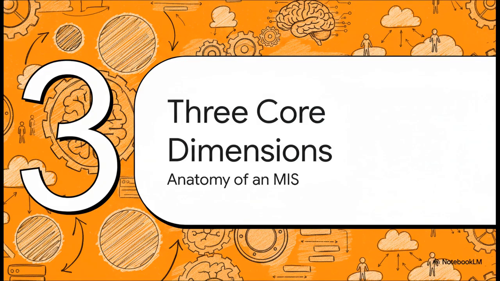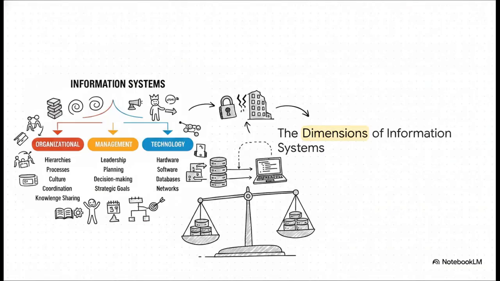Section 3. The three core dimensions. Now, what's really interesting about this slide is that it busts a huge myth. It's a really common misconception that IT is just about computers. To have a functioning information system, you actually need equal parts organization, management, and technology. Think of it like a three-legged stool. If you just buy multi-million-dollar servers but you have a toxic corporate culture and terrible management, your system is still going to fail. Let's break down each of these three essential pillars.